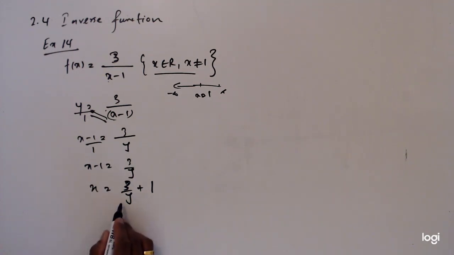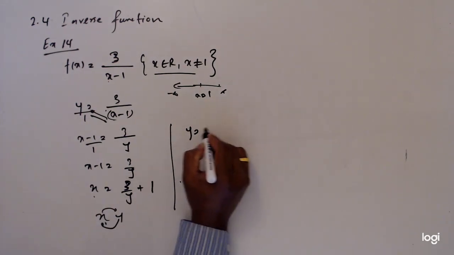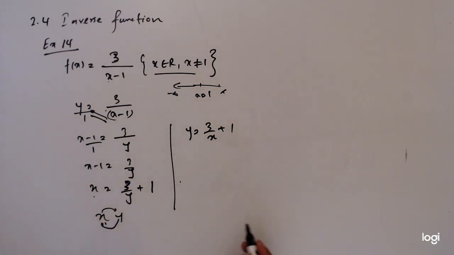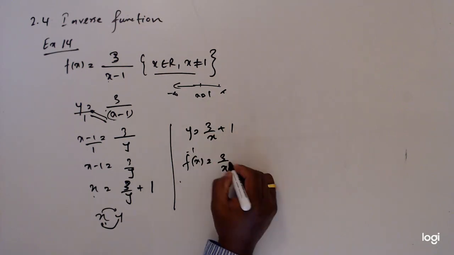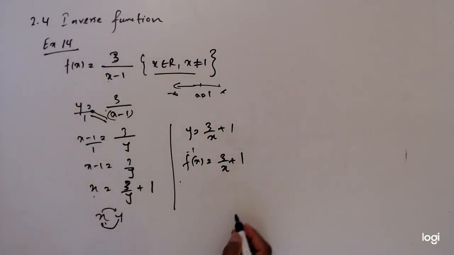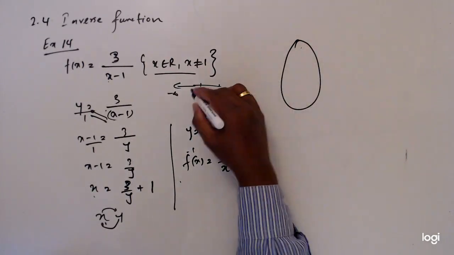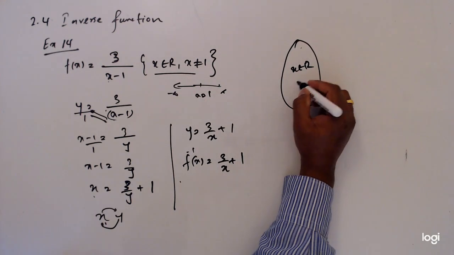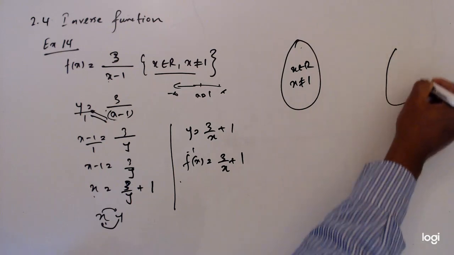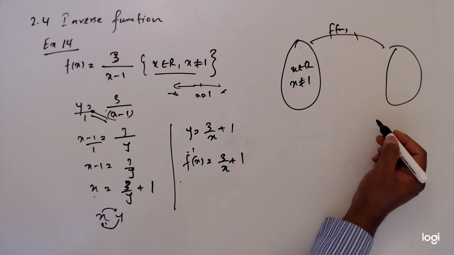So then we have to change x to y, y to x. So y equals 3 over x plus 1. So this is the inverse function of this one. Now the domain is x, an element of real numbers but x not equal to 1, and this is f(x), and we want to find the range.